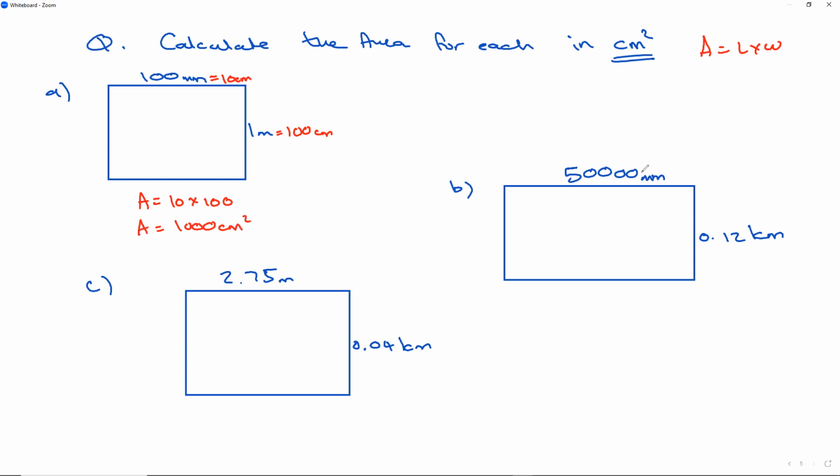For this one over here, remember millimeters, 10 millimeters means that if I take away a 0, I can make it into centimeters. So I'm going to divide this by 10, come to 5,000 centimeters.